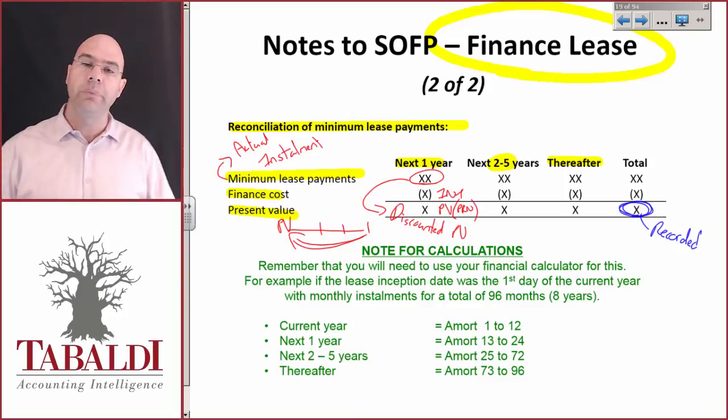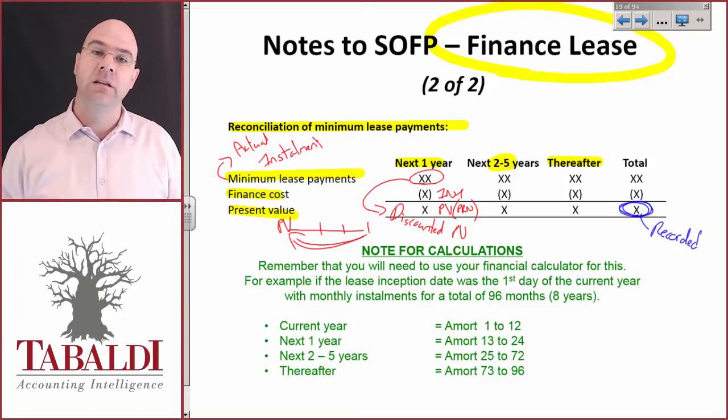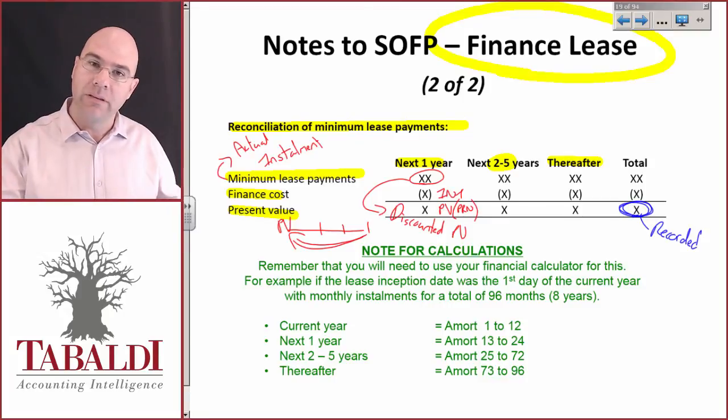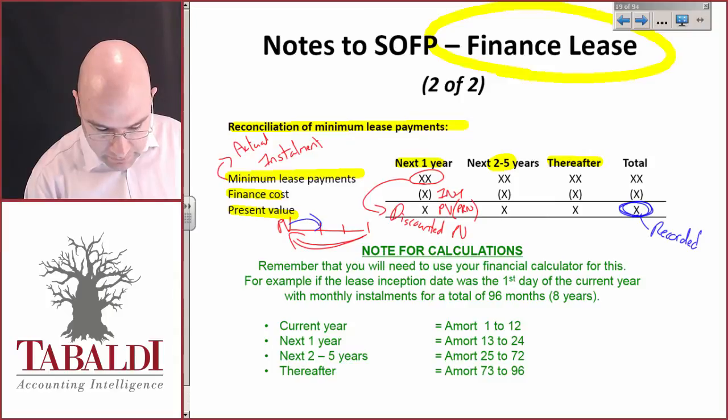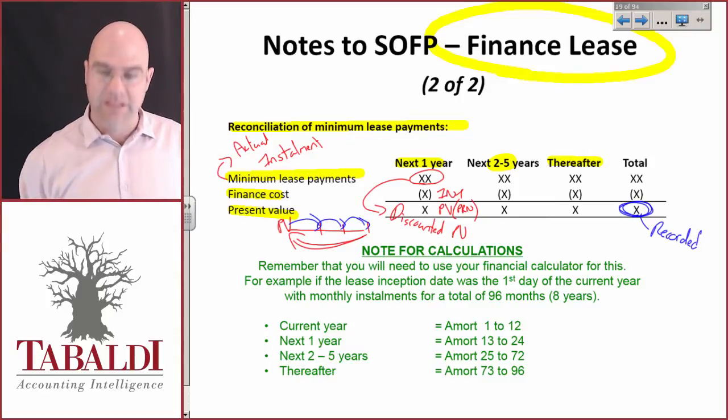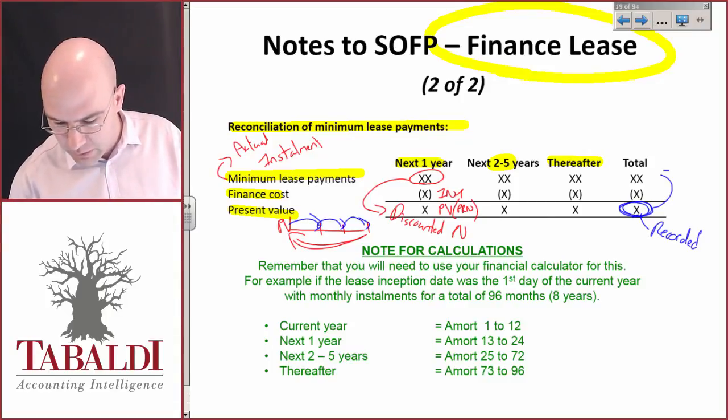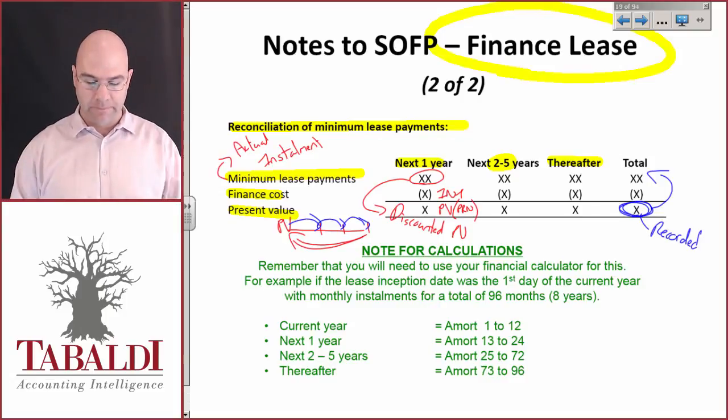The interest will be incurred as it is over the periods of the lease. It won't be on the books today. The interest will happen as you move forward in time. Every year you will raise the interest expense to go from the present value back to the minimum lease payments. Okay, so this gets tricky now, right?